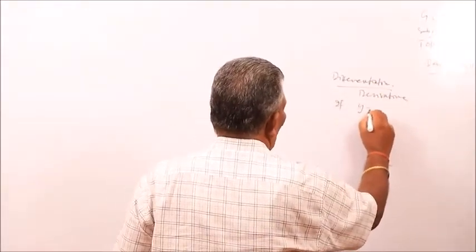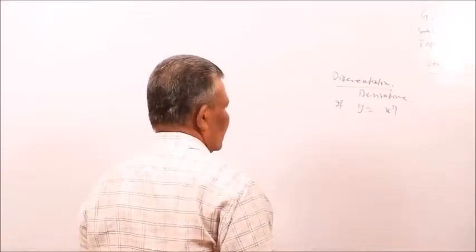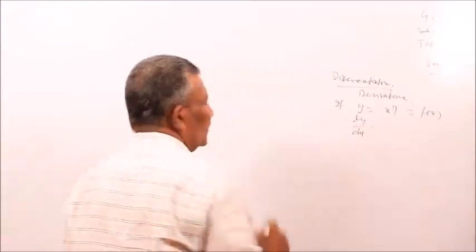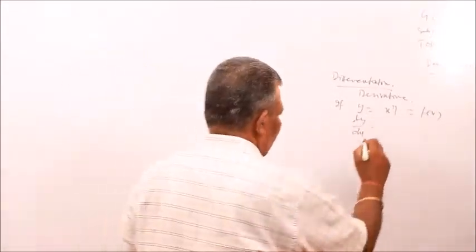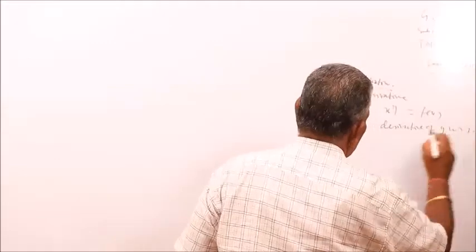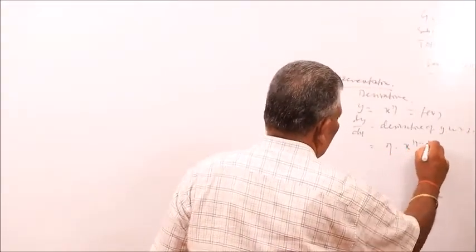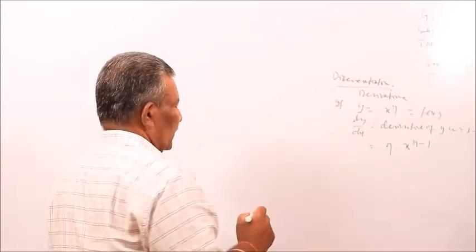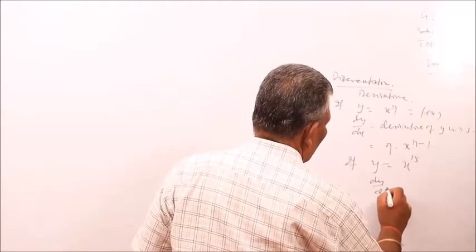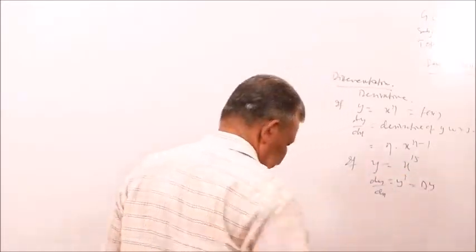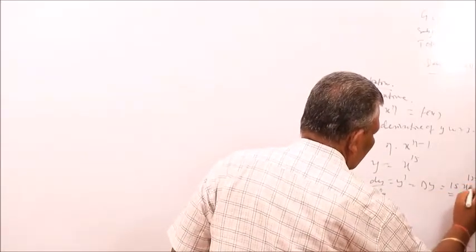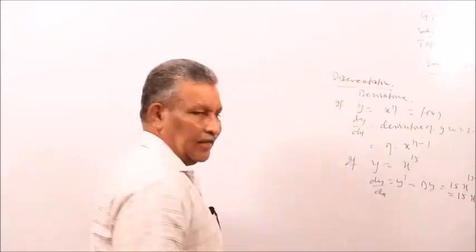If y equals x^n, or you can take f(x), then dy/dx is your differential coefficient, or derivative of y with respect to x. So this is n x^(n-1). You have to remember this formula only. That is, if y equals x^15, then dy/dx, or y', is 15 x^(15-1), that is 15 x^14.